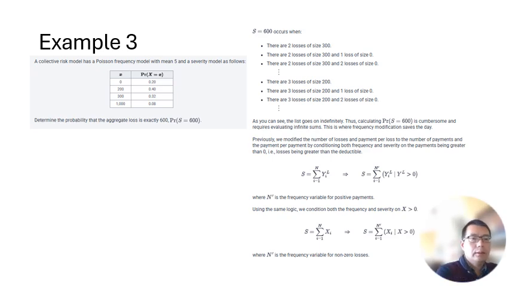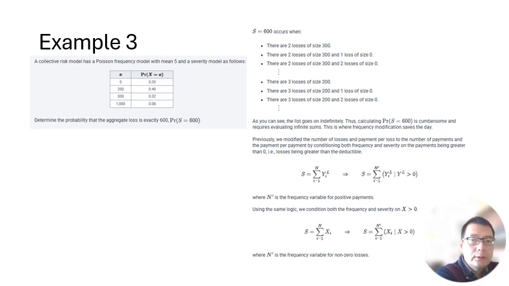Now let's look at the third example. A collective risk model has a Poisson frequency model with a mean of 5 and a severity model as follows. X has the probabilities of 0.2, 0.4, 0.3, 0.08 for X to be 0, 200, 300, 1000. Determine the probability that the aggregate loss is exactly 600.